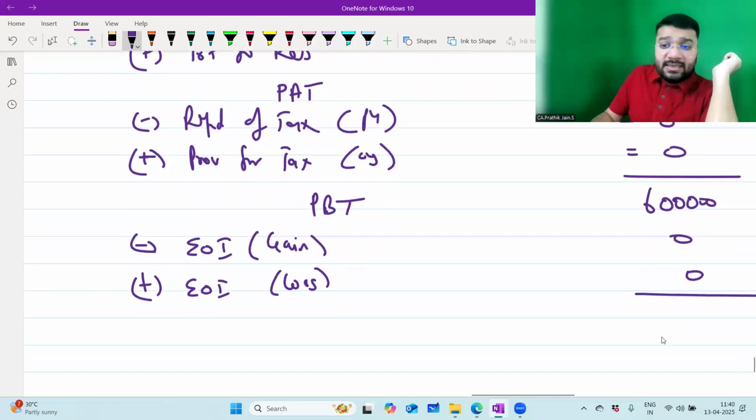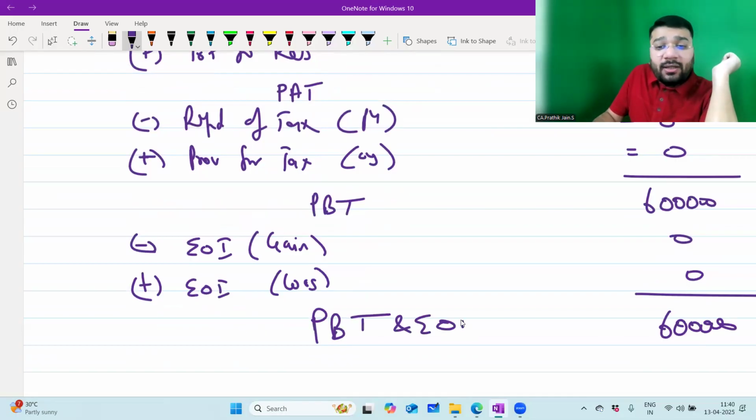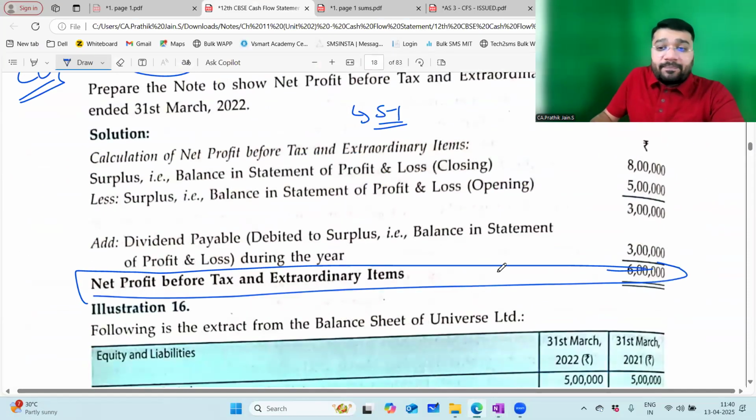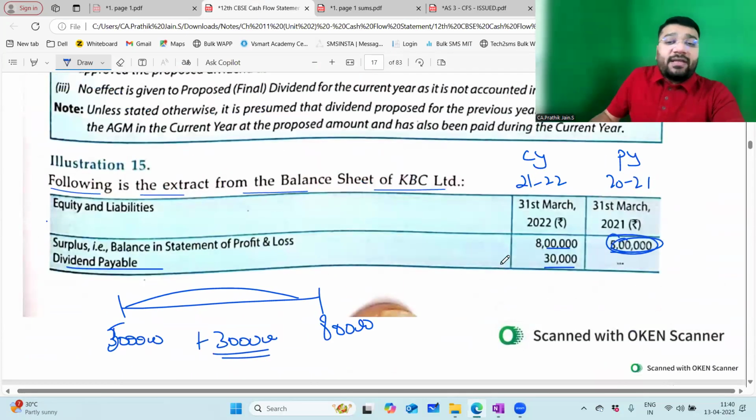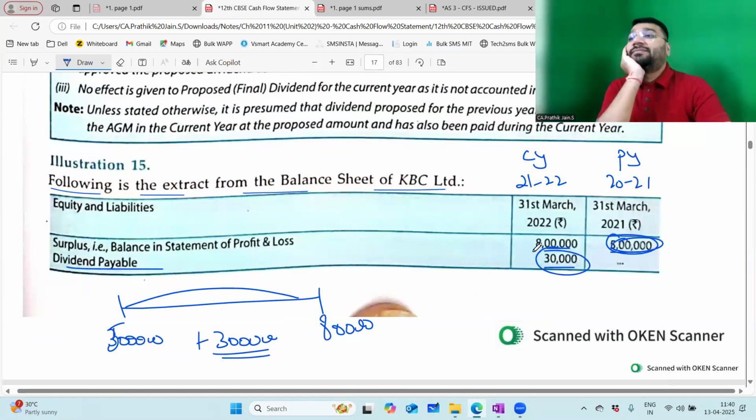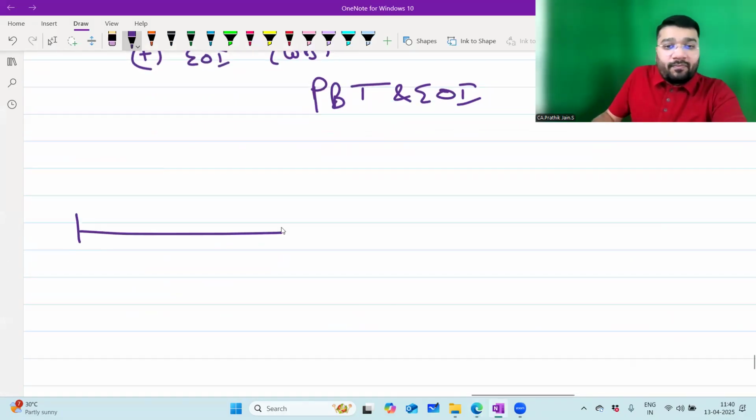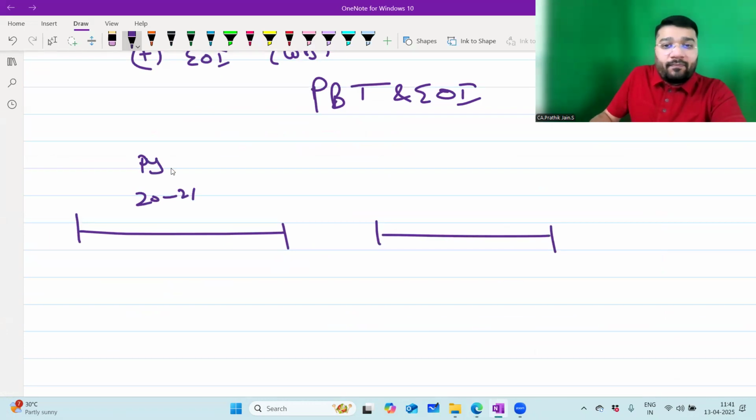Now, this 6 lakh is called profit before tax and extraordinary item. Any problem? So net profit before tax and extraordinary item is 6 lakh rupees. Now, what is the significance of this dividend payable 30,000 rupees? Please tell me. There is no cash outflow for the dividend which has been proposed. So of the dividend of 3 lakhs, only 2.7 lakh has been paid. So while calculating financing activity, we subtract only that much.